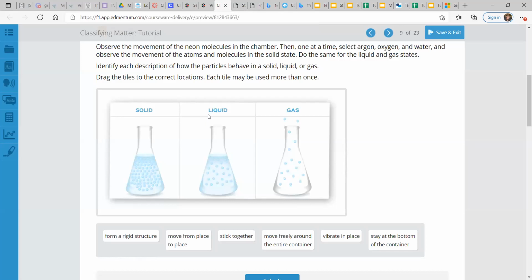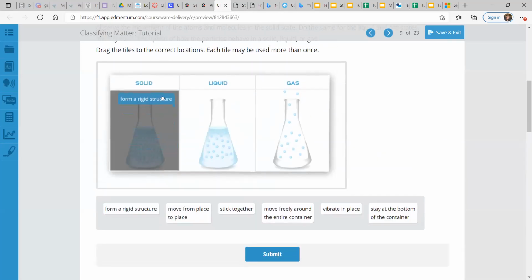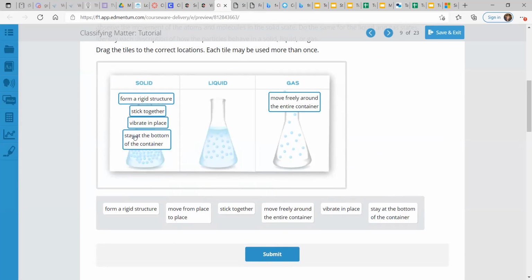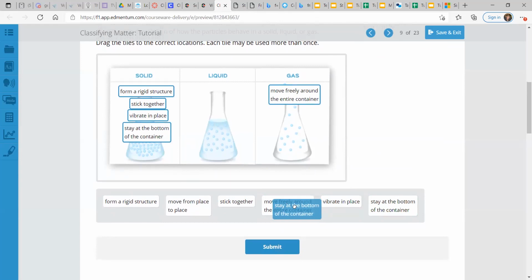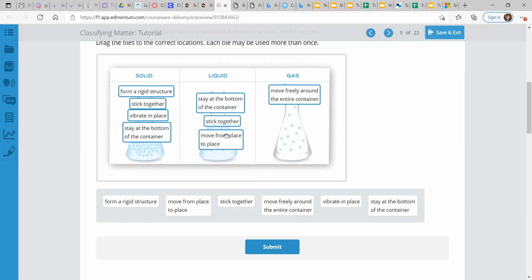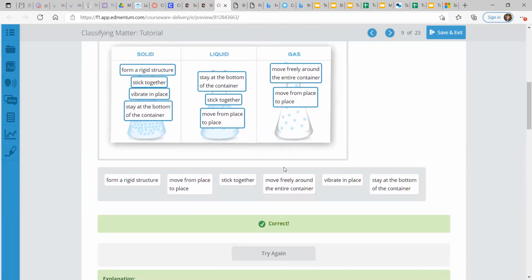Okay, so we saw that the solids had a very rigid structure. They stick together. Gases move freely around the entire container. Solids vibrated in place. They definitely stayed at the bottom. Liquids moved around, generally stayed at the bottom. They stuck together for the most part. Gases move from place to place. All right, I think that is all of them.